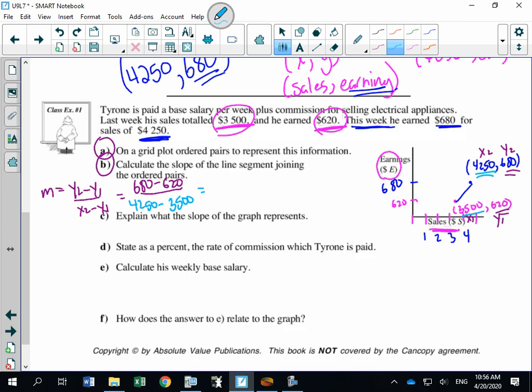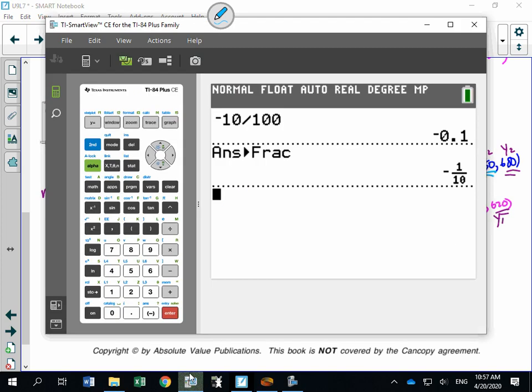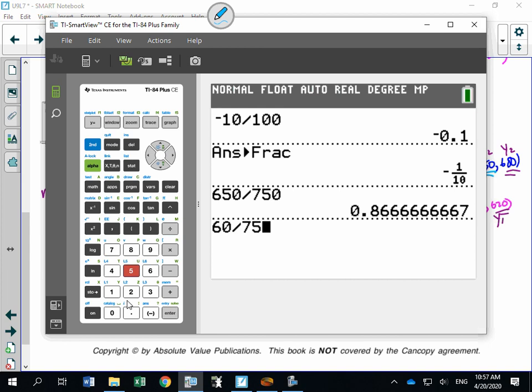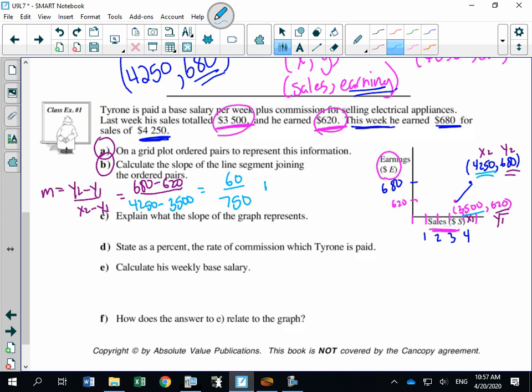$680 minus $620 would be $60. Over 4250 minus 3500 would be 750. We're dealing with money. So if I type in 60 divided by 750, I'm actually going to keep it as a decimal, because we're dealing with money. Okay, 0.08. So let's see if we could figure out what that means.